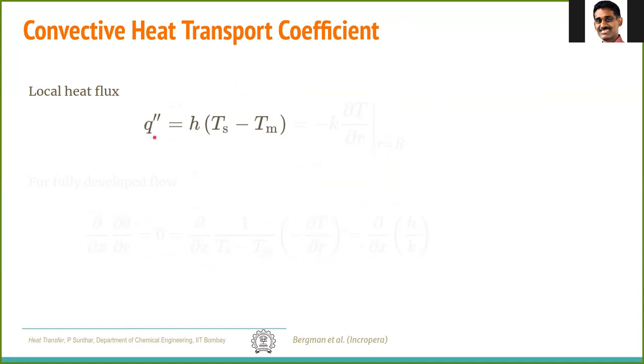The local heat flux from the surface to the fluid is defined as follows. So q double prime is h times Ts minus Tm. Notice that Tm is the mean temperature of the fluid, which could change with x. So Tm is not constant. Ts also need not be constant. So this is simply the local heat flux that defines h. This is just a definition of h, which says that h is q double prime divided by the local surface temperature minus the local mean temperature. Now this, in terms of the conductive heat flux, can also be written as k times partial T by partial r at r equal to capital R, which is the surface.